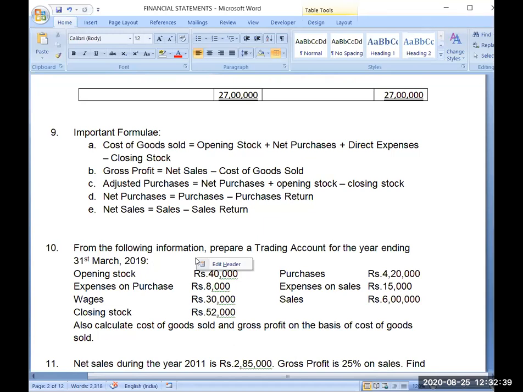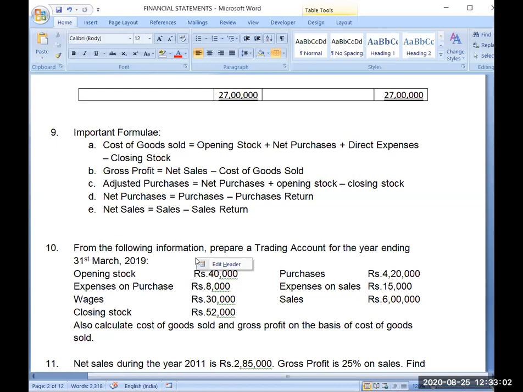You have to understand this formula, because such questions will also be there in next year's syllabus. So this is the starting of that part. Next part you will get next year also. So see how we are calculating cost of goods sold.